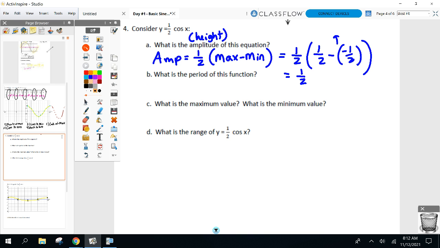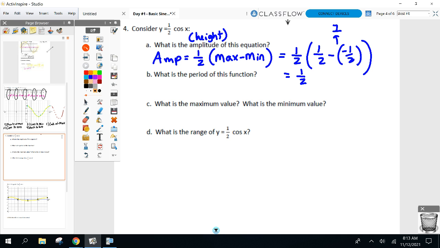Because everyone's getting 1 out of here. 1/2 minus negative 1/2 is 1. Take half of it, you get 1/2. So there's the height, 1/2. And some of you might notice a little pattern as we keep doing these, but I won't discuss it now.